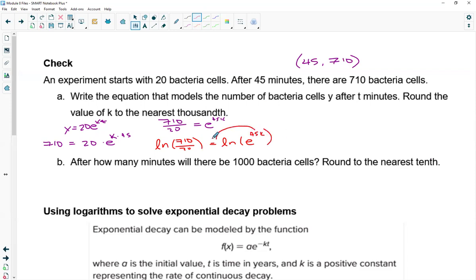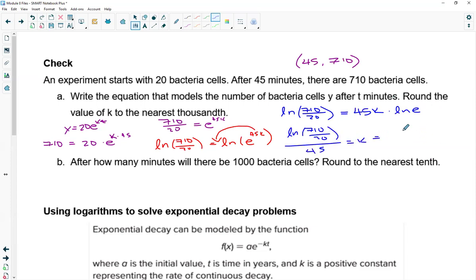Let's bring this 45k down. I've got the natural log of 710 over 20 equals 45k times the natural log of e, which is just 1. We can get rid of that. Let's divide by 45. The natural log of 710 over 20 divided by 45 will be equal to k, and that will be 0.079, tenths, hundredths, thousandths. Perfect. So our general function here will be y equals 20 e to the 0.079t.